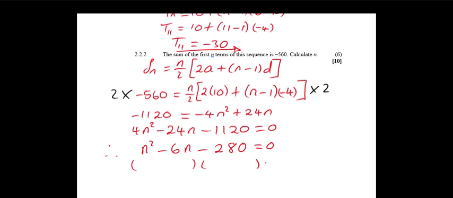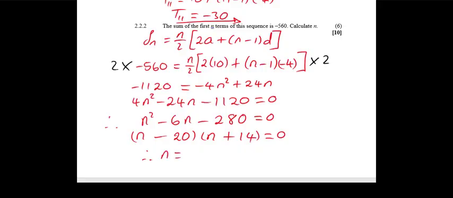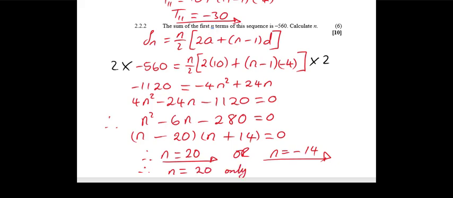So let me factorize. For the product 280, the numbers with a difference of 6 are 20 times 14. So I've got 20 and 14. The bigger number takes the negative sign, and the smaller takes the plus. Therefore n equals 20 or n equals negative 14. But we always take the positive. So n will be equal to 20 only. We do not take the negative 14.